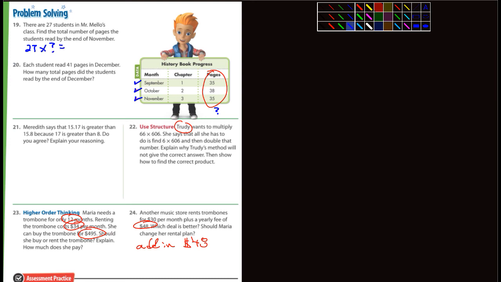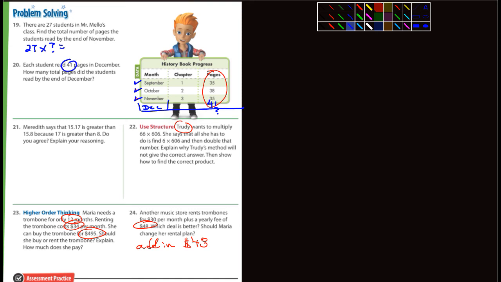That'll tell you how many pages they read by the end of November. And the number 20 says each student reads 41 pages in December. Now notice they don't have December listed. But they do tell you that it's 41 pages. So I'm just going to put a 41 over here.